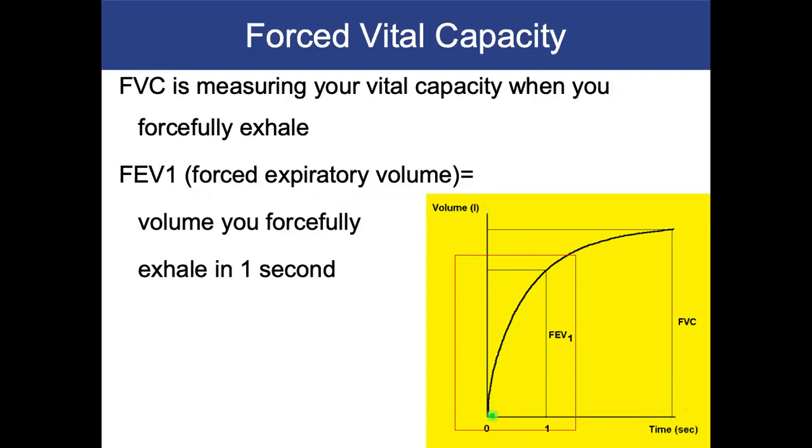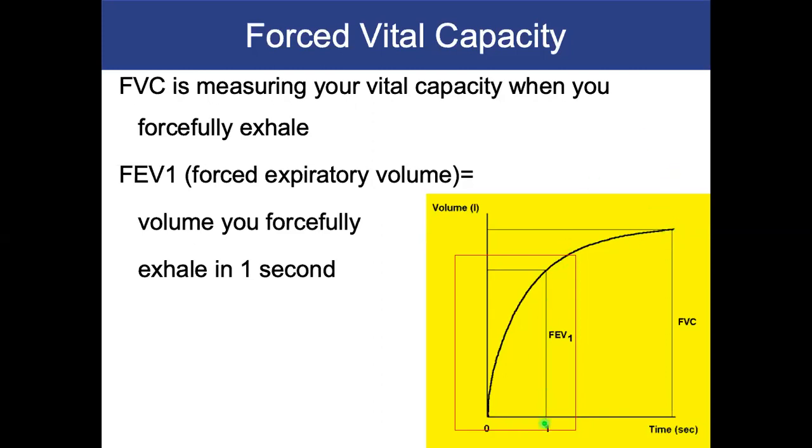You take a deep breath in. If you did this in lab, you take a maximal breath in using all of your muscles and then force it out as hard and as fast as you could. The peak of this waveform would actually be your vital capacity. So the amount of air you can maximally force out would be the peak of this.